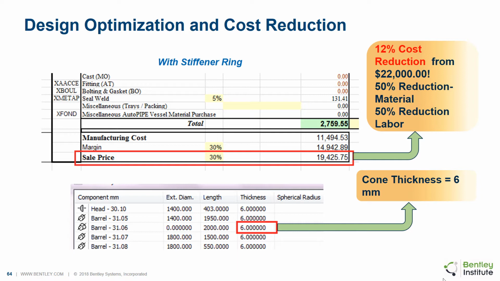The cost is likewise reduced by 12% to $19,425. The cost reduction is 50% due to material reduction and 50% due to labor, machining, and welding cost reduction. Material cost calculation is simpler, but calculation of accurate labor, welding, and machining costs is much more complicated, which AutoPIPE Vessel performs to a high degree of accuracy.